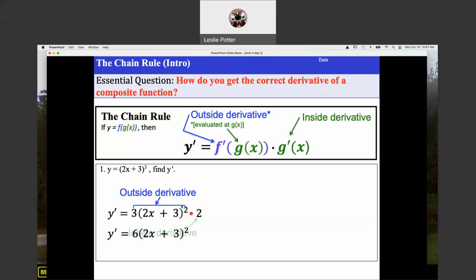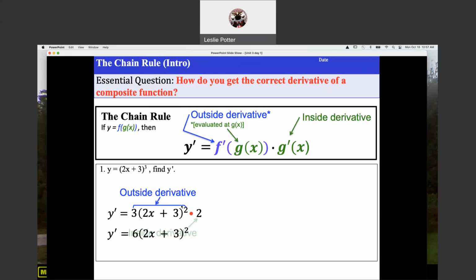3 times 2 is 6. Does that make sense? Okay. I don't want to FOIL that out and multiply it by 6. I don't even want to do that to the derivative.